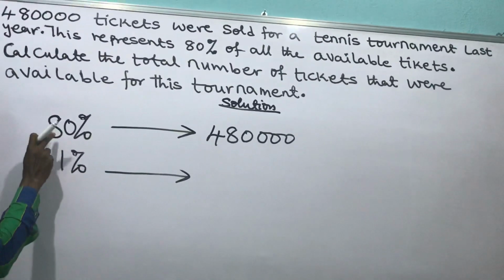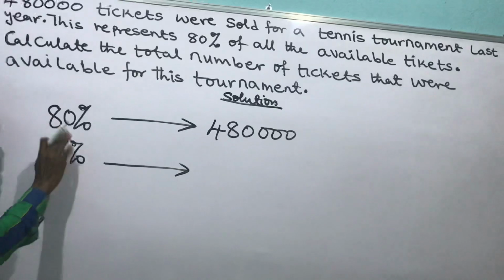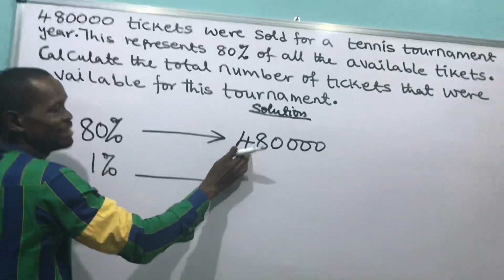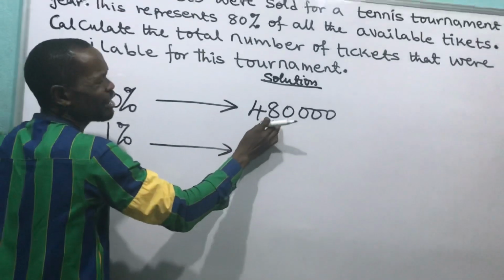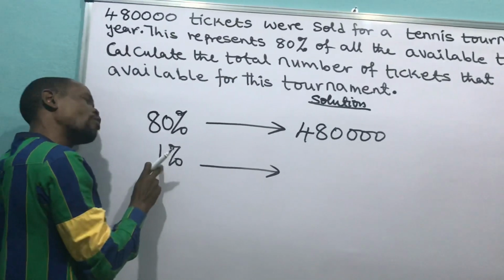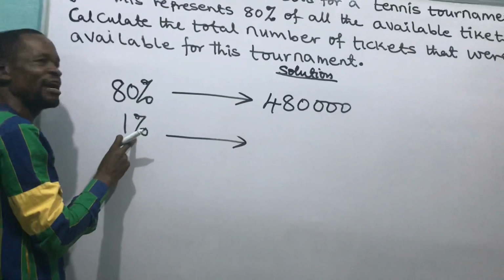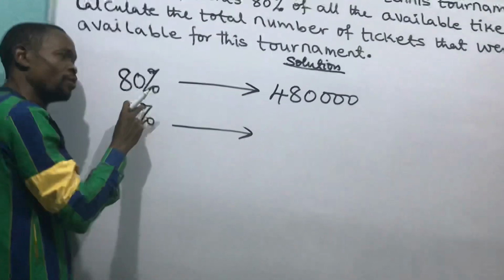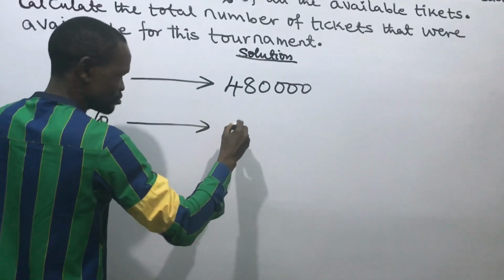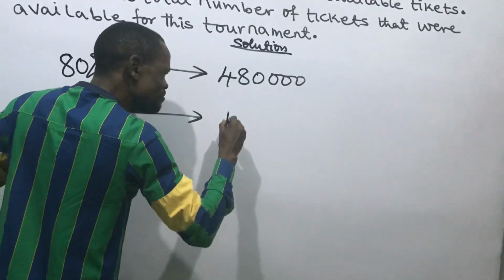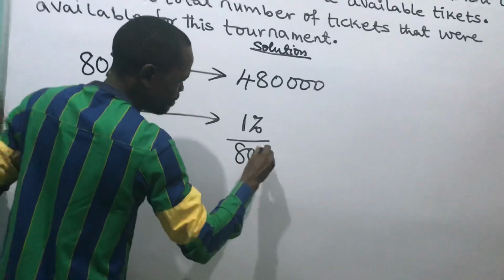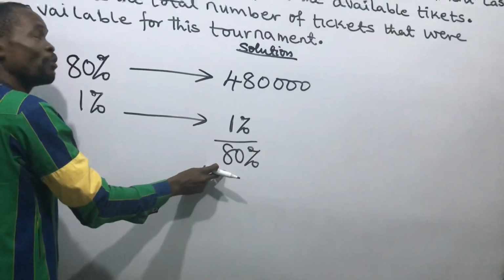My reference point is that 80%, that's what they told me, 80% of the available tickets generated 480,000 tickets. Then now, that's my reference point. 1% is my comparing value. I want to know what 1% will be. Therefore, it will be my comparing value divided by what? 80%, which is my reference point, reference value.